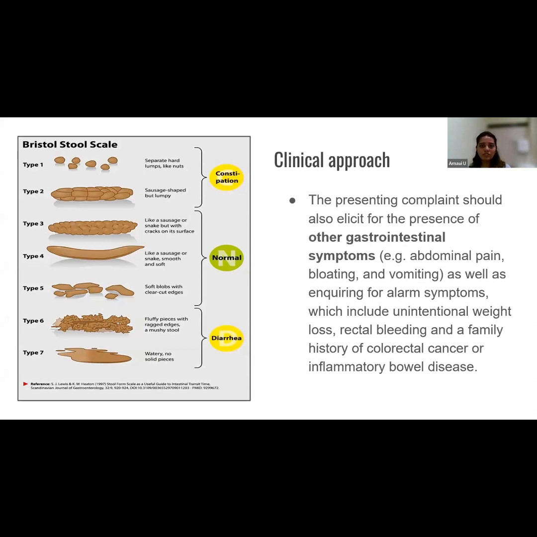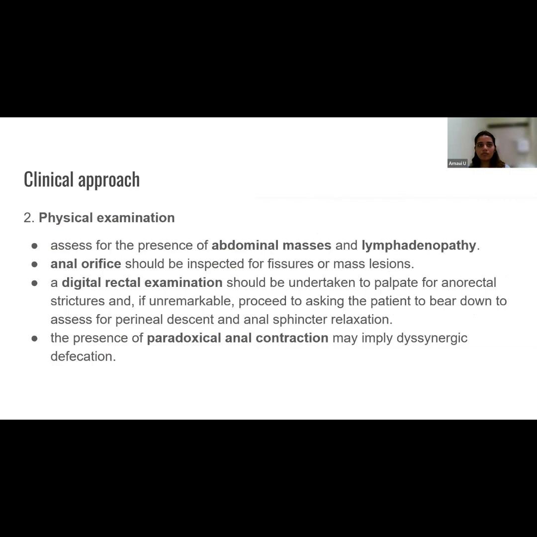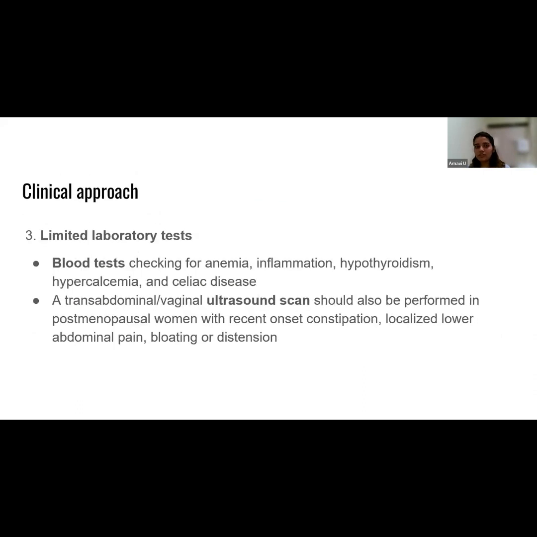Then the presenting complaint should also be elicited for the presence of other gastrointestinal symptoms, as well as other alarming symptoms, which may lead to a diagnosis of malignancy. Then physical examination, in which we assess for the presence of abdominal masses and lymphadenopathy. The anal orifice needs to be examined for fissures or mass lesions, and a digital rectal examination needs to be undertaken to palpate for anorectal strictures. If unremarkable, we ask the patient to bear down to assess for perineal descent and anal sphincter relaxation. The presence of paradoxical anal contraction may imply dyssynergic defecation, which will lead to functional constipation.